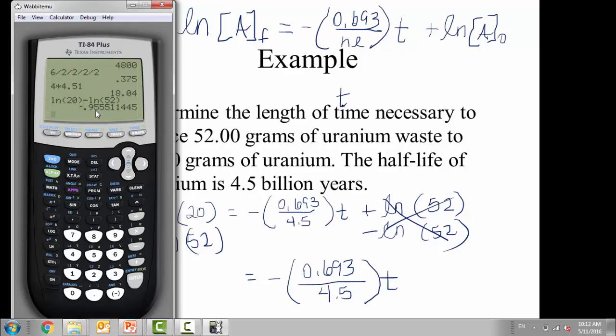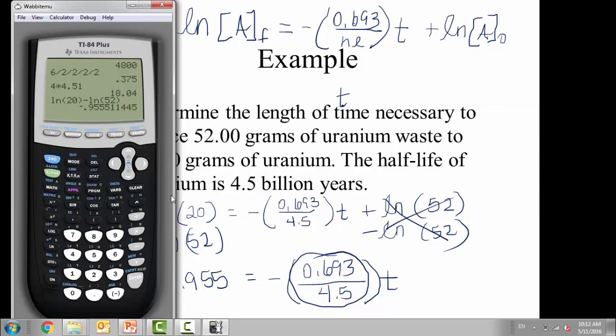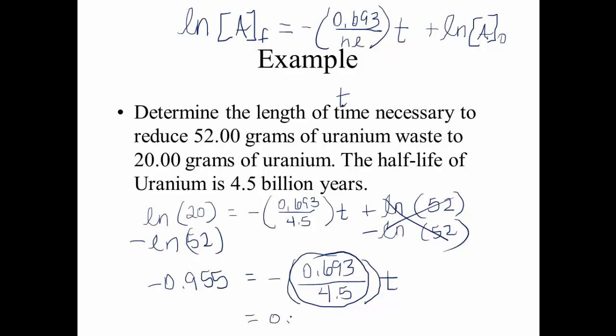So negative 0.955. And then finally, to get T by itself, I want to divide by the 0.693 over 4.5. So I'm gonna figure out what that number is real quick. 0.693 over 4.5 is 0.154. So I'm going to just substitute that in right here. Negative 0.154 T, and make sure we keep the negative there. And this is negative 0.955. So to get T by itself, I need to divide both sides by negative 0.154.